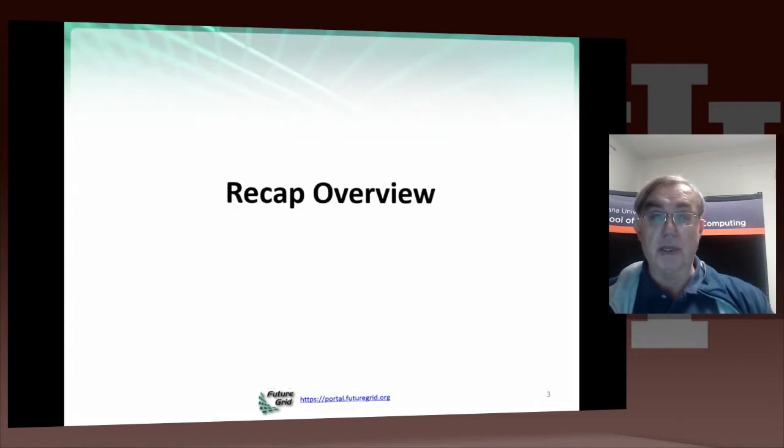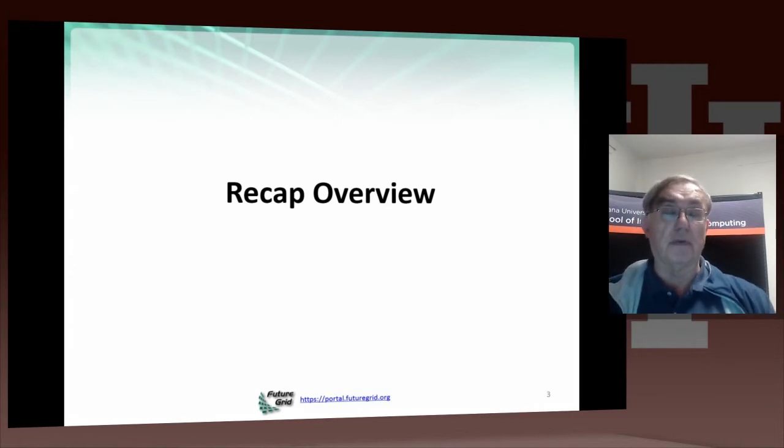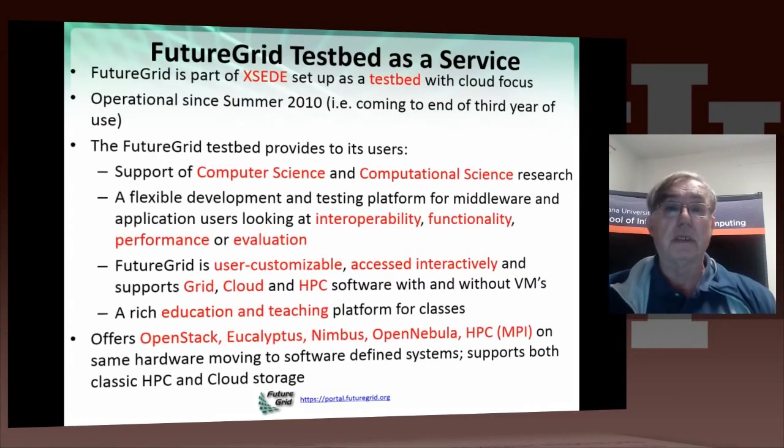First, the recap of the overview. So these slides are just a few of the overview, setting the scene for FutureGrid. This is an overview of FutureGrid, Testbed as a Service. FutureGrid is part of the NSF XSEDE system, which is a set of resources around the country. And unlike most of those resources, it is not a production system, but rather a testbed.